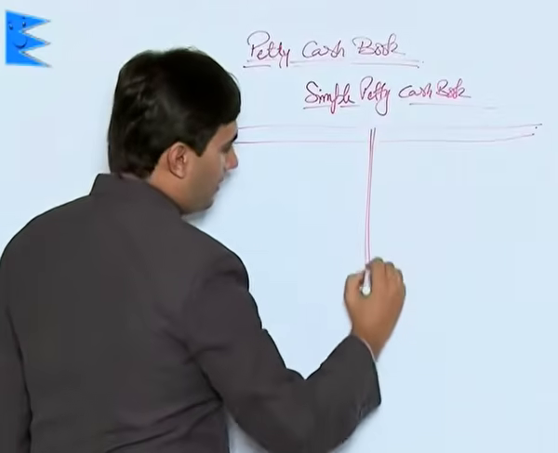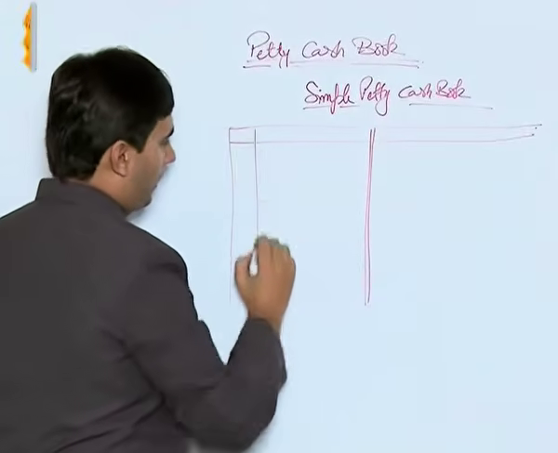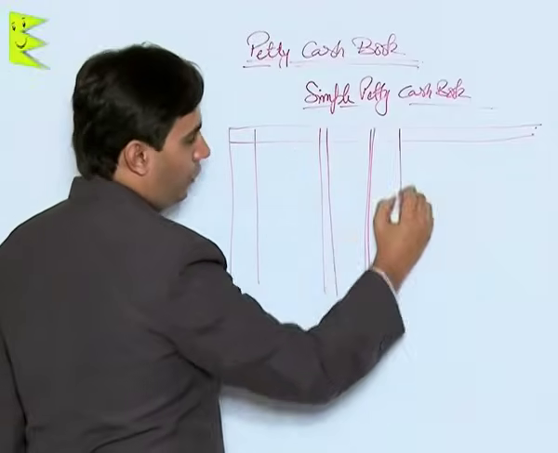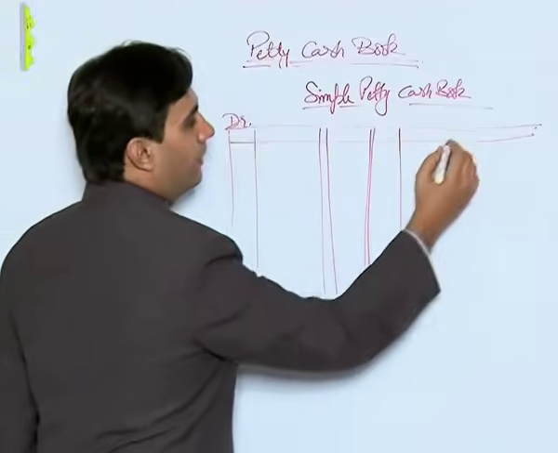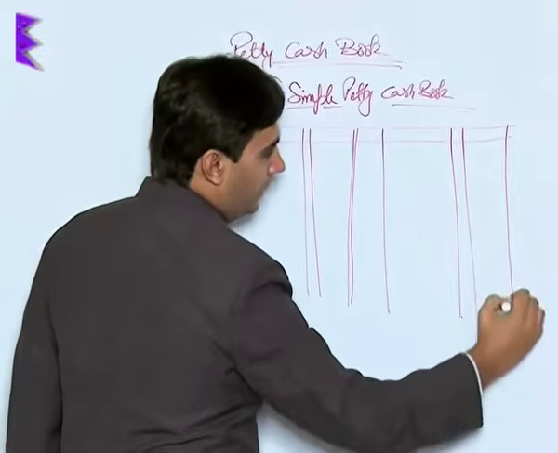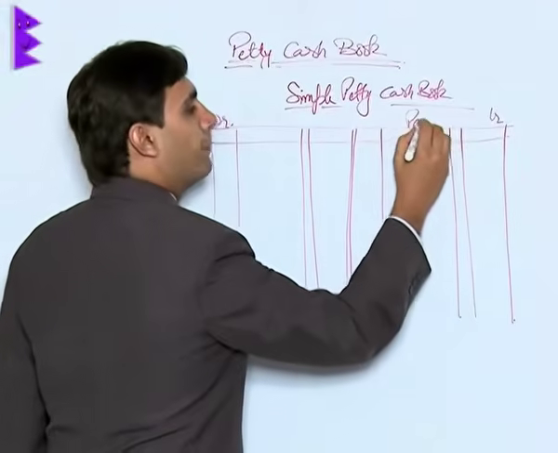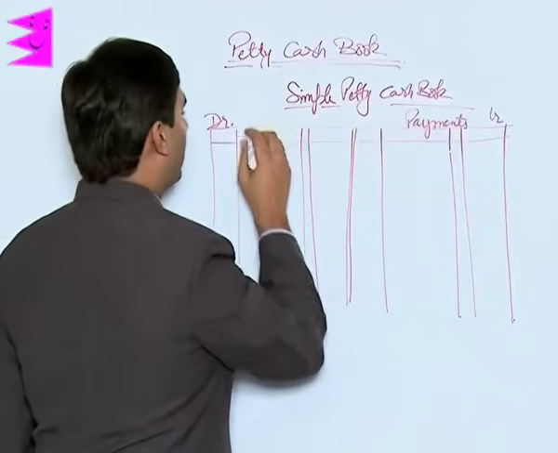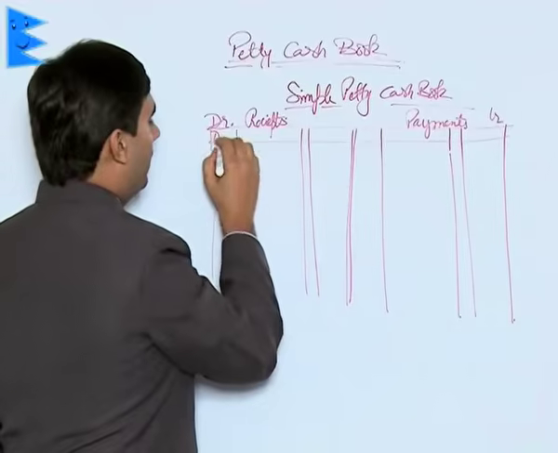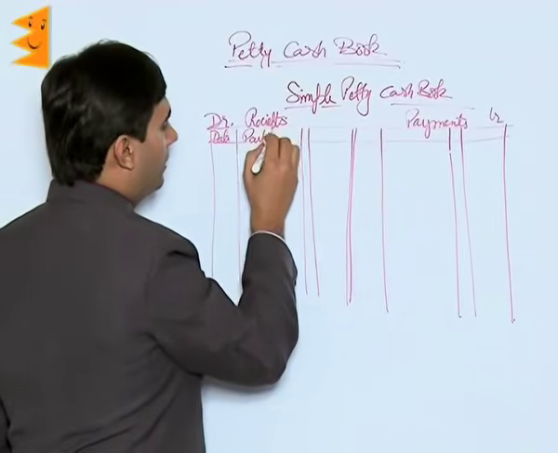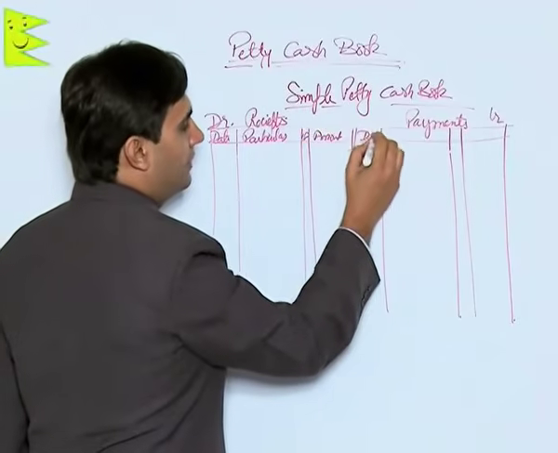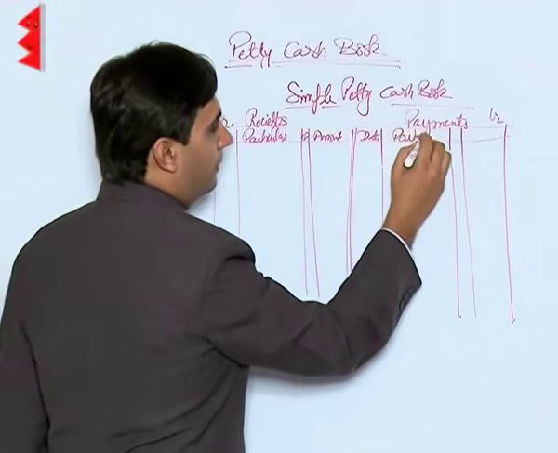Now students, the format is just like single column cash book. We have date, particulars, ledger folio and amount column. On the debit side, date, particulars, ledger folio and amounts column, and on the credit side. So payments are recorded on the credit side and receipts are recorded on the debit side. Date, particulars, ledger folio, amount, and the same columns repeated on the credit side.